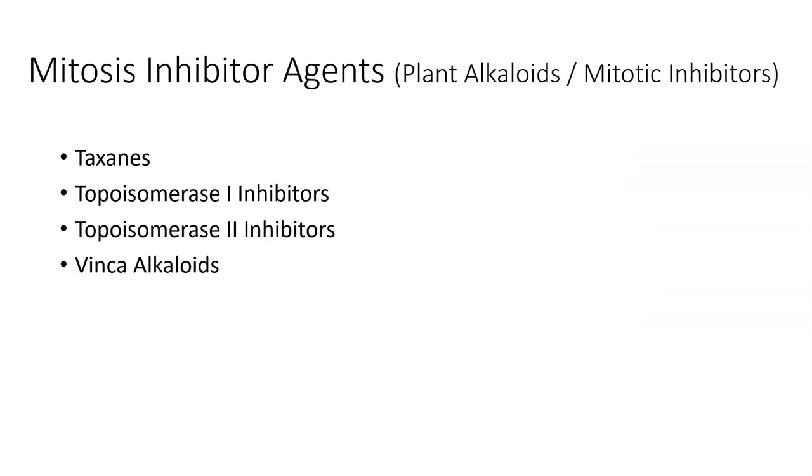The next are the mitosis inhibitor agents. These are sometimes called mitotic inhibitors. So mitosis is the action. Mitotic means pertaining to mitosis. And then these are also known as plant alkaloids because these all come from plants. And there's 4 main groups. We have the taxanes, the topoisomerase 1 and 2 inhibitors, and the vinca alkaloids.